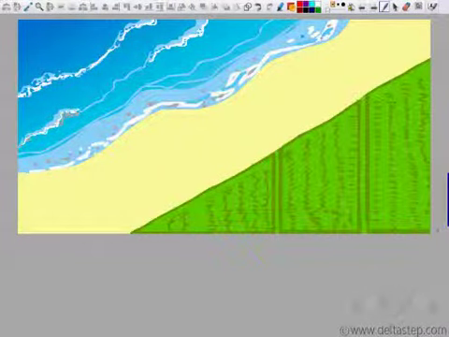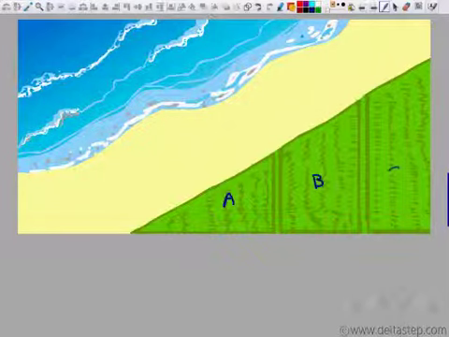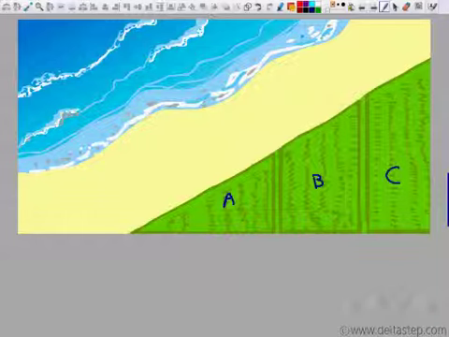So there's an ocean here, and along this ocean there is some land. There's a property which has 3 plots, A, B and C. A property dealer who has to sell these 3 plots is now confused. He wants to decide the price at which he should sell these plots.